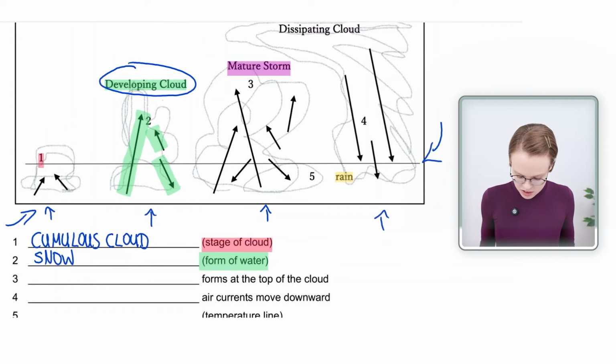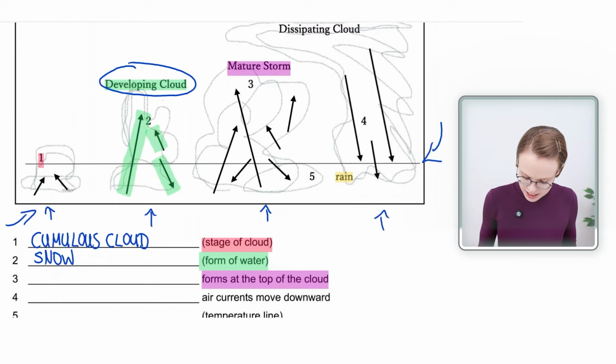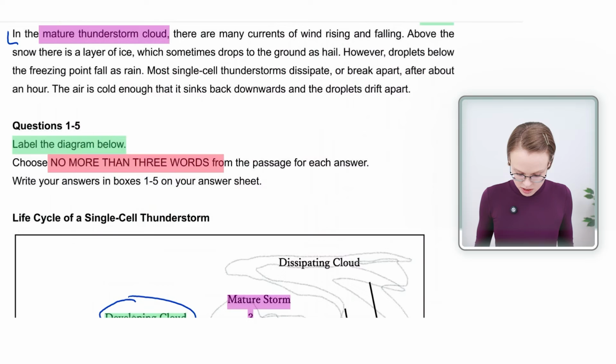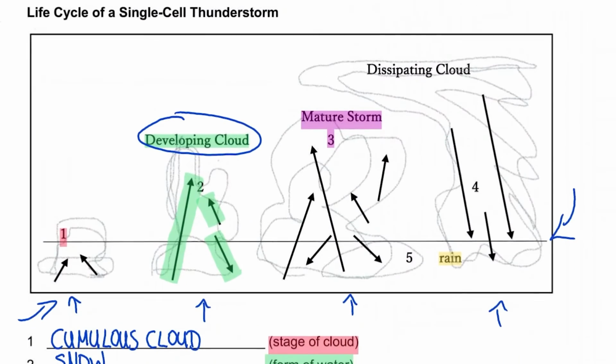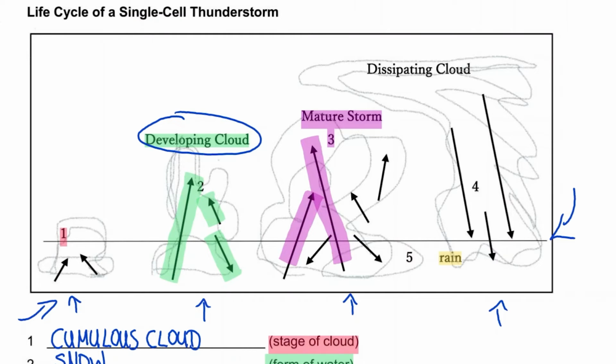Let's go on with question number 3. Here it says forms at the top of the cloud. And this is where we have to put the label 3. Okay, let's have a look at the passage. Let's read from here. In the mature thunderstorm cloud, there are many currents of wind rising and falling. This is what we can see here. So here you can see currents of wind rising and falling.